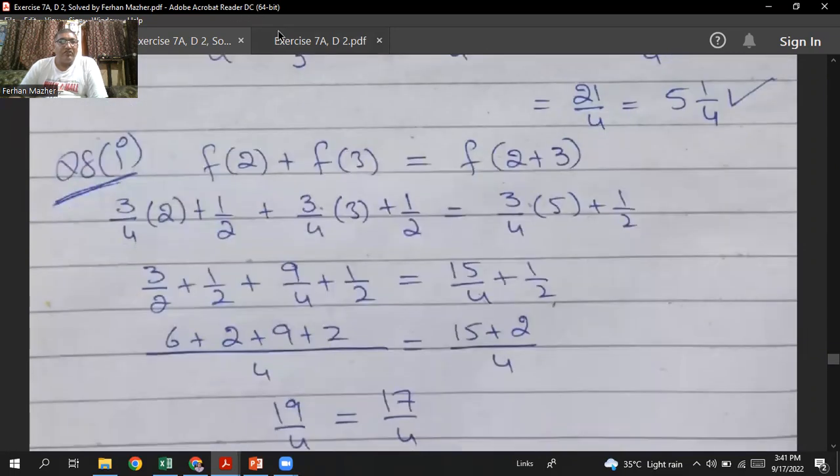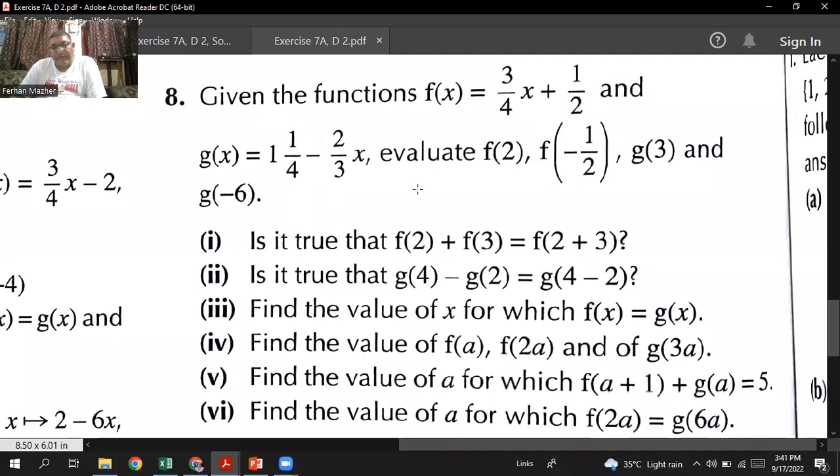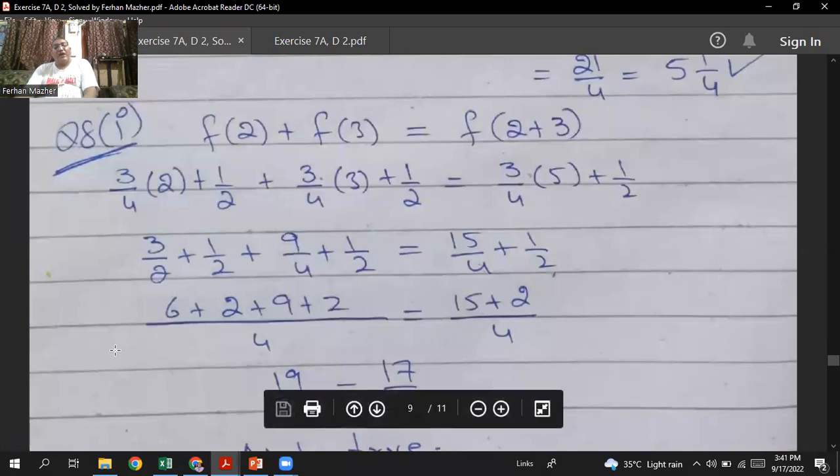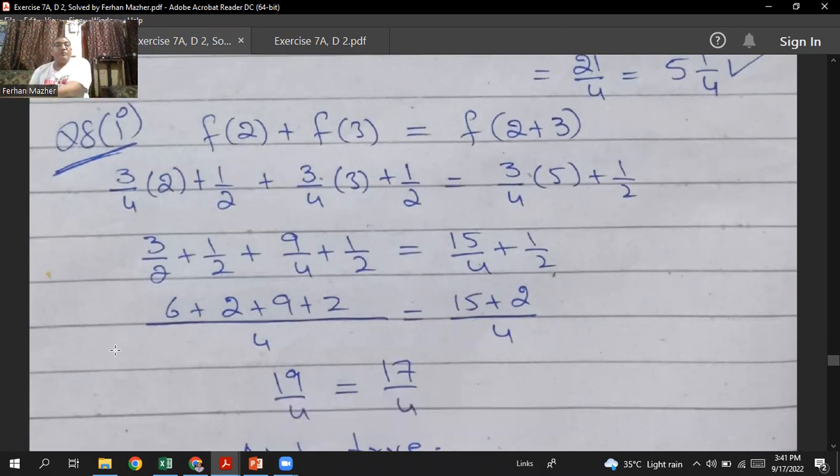Okay. So in question number 8, the first part is: is it true that f of 2 plus f of 3 is equal to f of 2 plus 3? Okay, so f of 2 will be 3 into 4 into 2 plus 3 divided by 4 into 2 plus 1 by 2, plus 3 by 4 into 3 plus 1 by 2. On the other side, you have 3 into 5 divided by 4 plus 1 by 2. So you will have 3 by 2 plus 1 by 2 plus 9 by 4 plus 1 by 2.